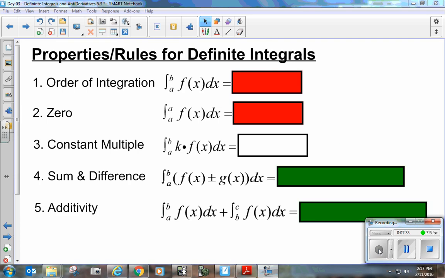Integrals. Here we go. Properties and rules for definite integrals. Just like derivatives, integrals also have properties and they're very similar. So, order of integration. If I have the integration with the bounds from b, the upper bound, to a, the lower bound of some function, I can flip those bounds and just negate my answer. If I flip my bounds and I negate my answer, it will give me the same thing as the bounds before I flip them.